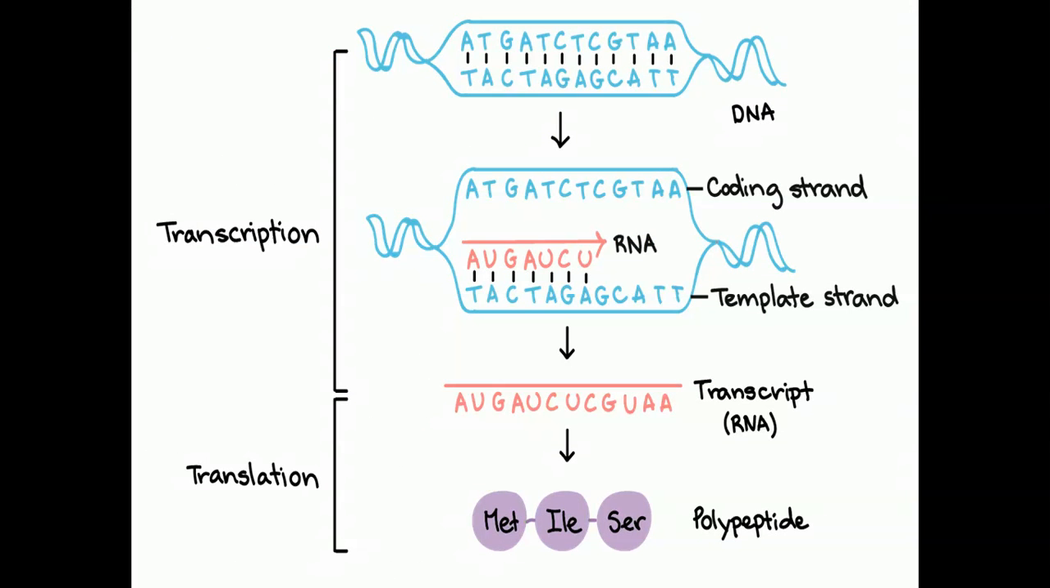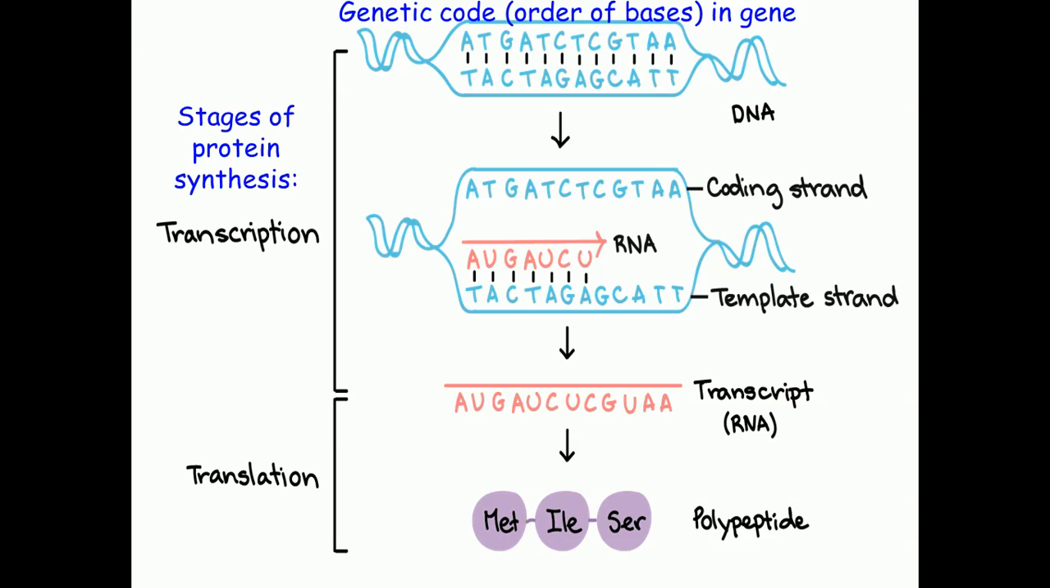Protein synthesis involves two stages called transcription and translation. In transcription, a gene contains the genetic code, the instruction to make the protein. And that instruction is in the order of bases. So in this example, it's A, T, G, A, T, C, T, C, G, T, A. That order of bases tells us how to make the protein.